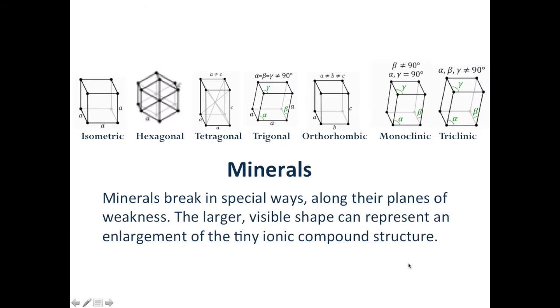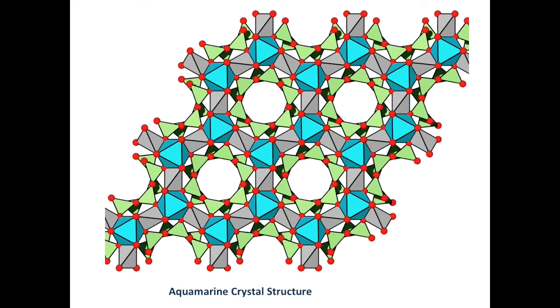Minerals are really interesting because they break in special ways along their plane of weakness, and the larger visible shape of a mineral can actually represent an enlargement of their tiny structure, their tiny basic ionic compound structure. Here's some sample basic structures. There are 7 basic crystal structures for minerals, and they can end up combining in complex ways. Here's an aquamarine crystal structure.